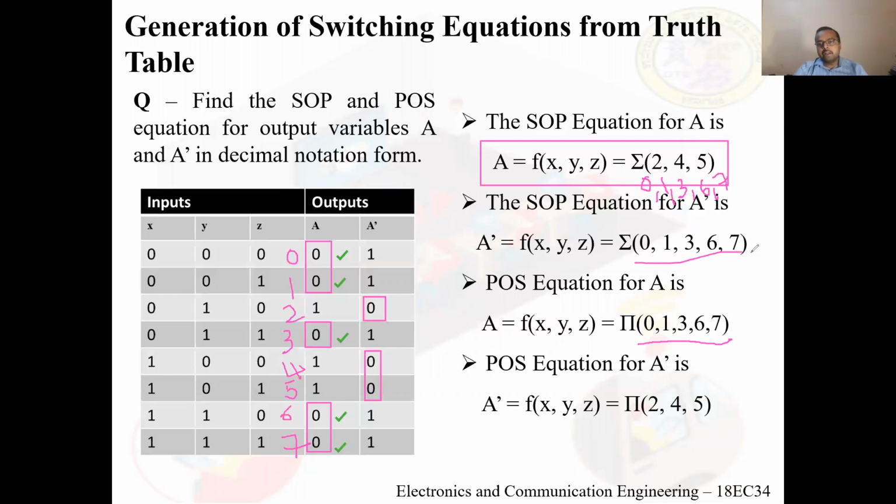Similarly, you can see here, we have 0, 1, 3, 6, and 7. What are the terms which are missing here? 2 is missing, 4 is missing, and 5 is missing. So what is the POS for A bar here? It is nothing but 2, 4, and 5.